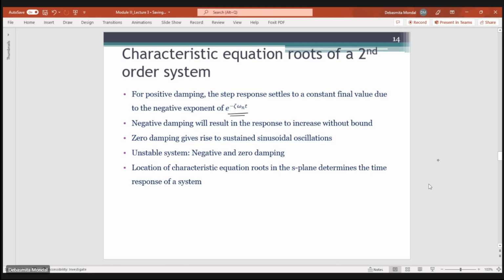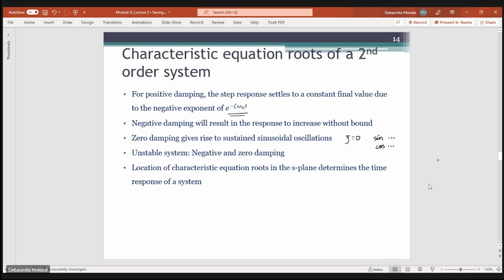But if you have negative damping, the value of zeta is less than 0. The moment zeta is less than 0, in the output you will have a positive exponent, and if there is a positive exponent present in your output, the output will keep on increasing without any bound. So the system will move to instability, or become unstable, if you have negative damping in your system. And similarly for zero damping, where zeta is equal to 0, we had some sinusoidal term, either a sine term or a cos term.